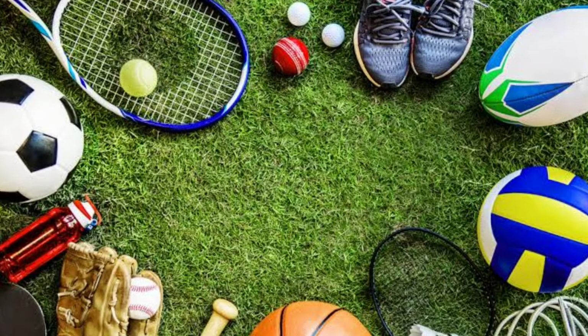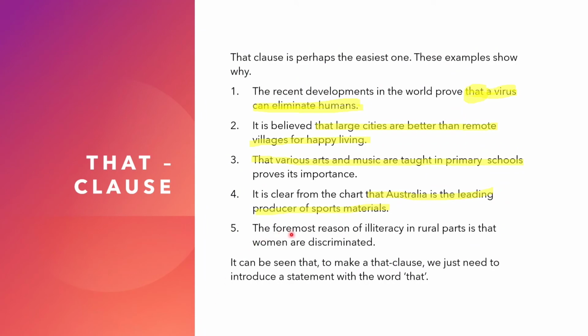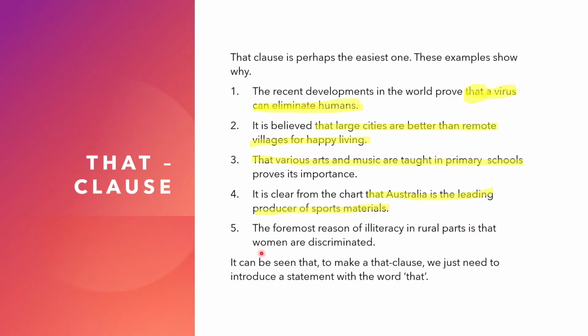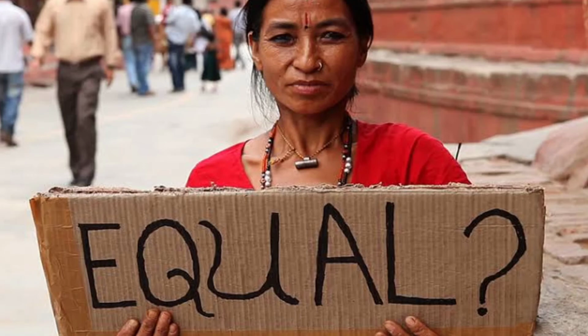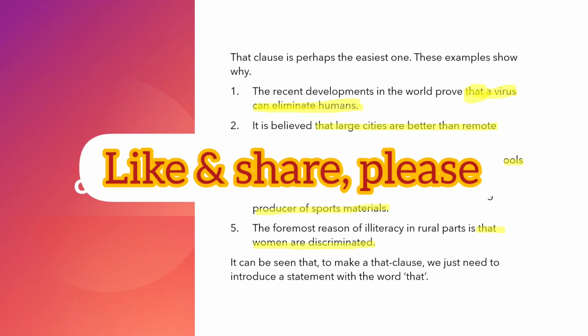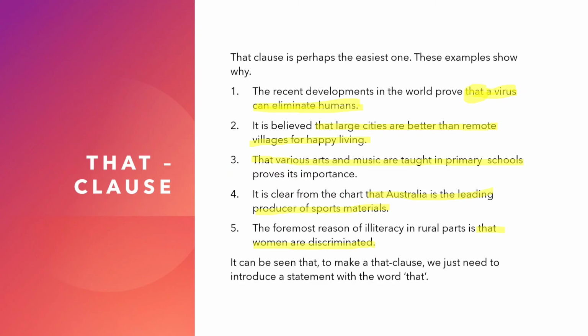So now next example, the last example is the foremost reason of illiteracy in rural parts. What is that reason? Is that women are discriminated. Okay, you can see that women are discriminated is the foremost reason of illiteracy in rural parts. That way also you can say, or you can say the foremost reason of illiteracy in rural parts is that women are discriminated. So this is the way you use that clause.